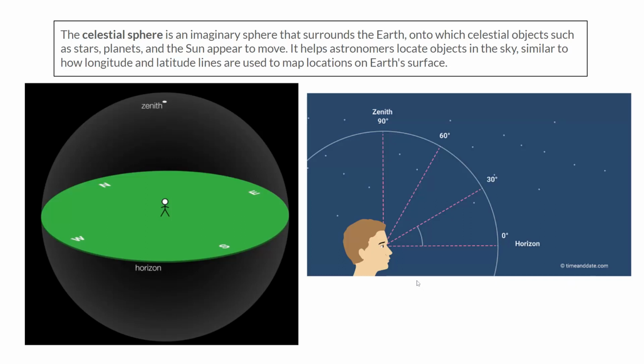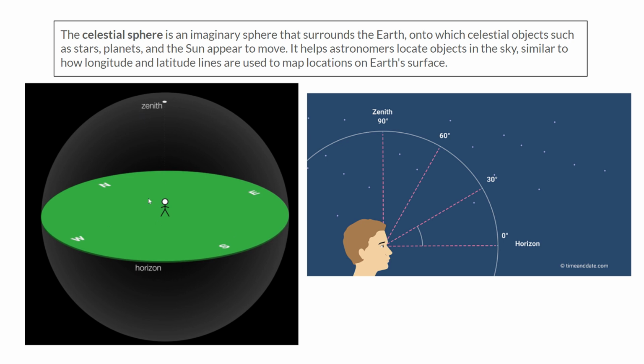So the celestial sphere is an imaginary sphere that astronomers create around a location, or in this case, around a person, to determine how the different stars and planets appear to us in the sky, and to map it like how we do with longitude and latitude lines on a map. So it helps astronomers figure out the relative positions of different celestial objects in space from our point of view. Remember, zenith is right above you, and the horizon is directly in front of you.